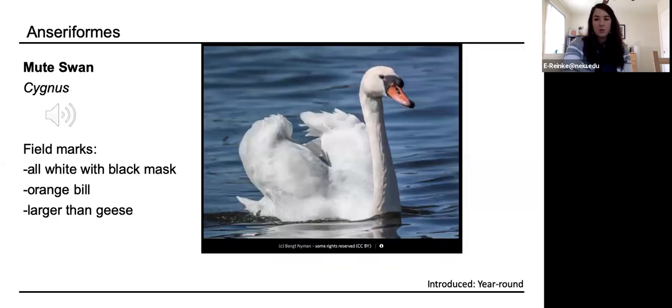Okay, and the last bird we're going to talk about today is the mute swan, Cygnus. I don't know where the species name is. I'll fix that in the PowerPoint version. And these I see them at Bussey Woods. They're around. They're all white except for this black mask. They have an orange bill. They're much larger, and they're introduced. They're not native here, but they're now becoming more widespread. Let's listen to what a mute swan sounds like.